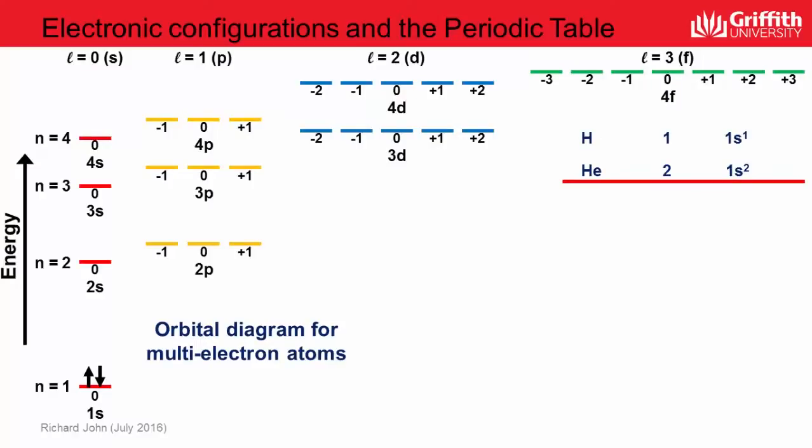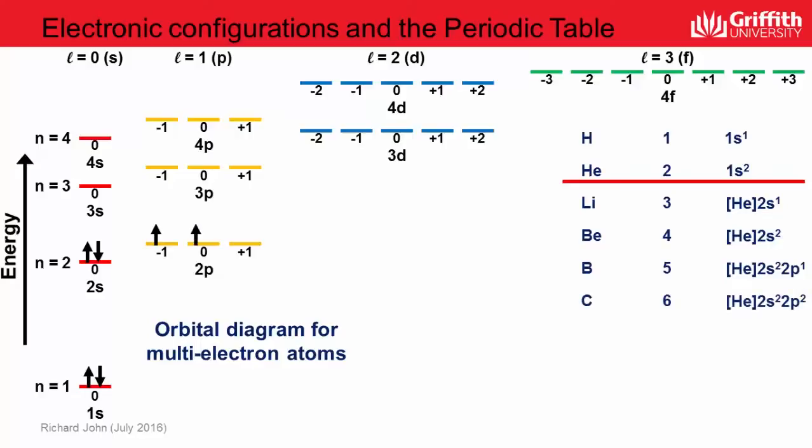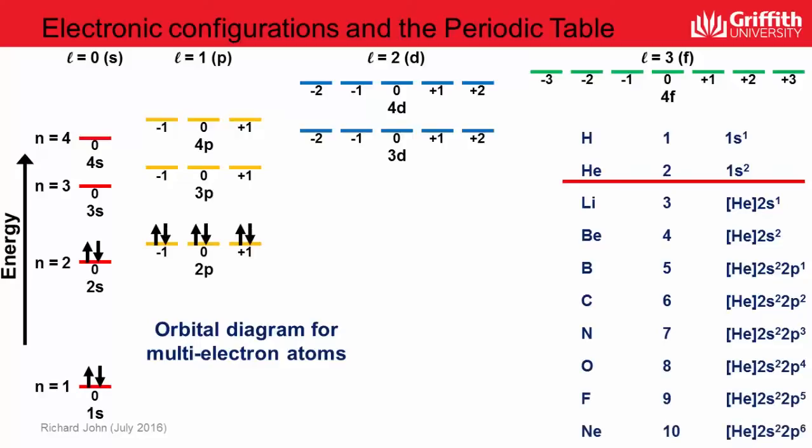Now if we go back to our orbital diagram and start filling the n equals 2 shell, we do so by placing electrons in the 2s subshell. So that's number 3, lithium with the helium core, 2s1. Number 4, beryllium, the helium core, 2s2. And then we start filling up the p subshell, boron number 5, carbon number 6, nitrogen number 7, oxygen number 8, fluorine number 9, and neon number 10.